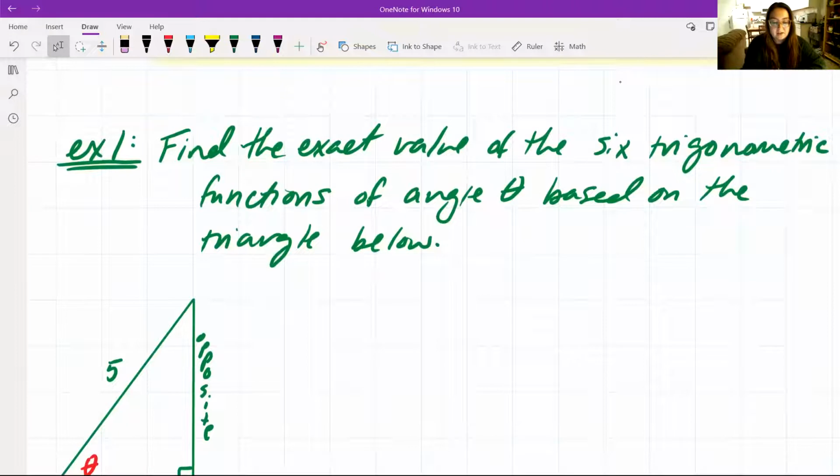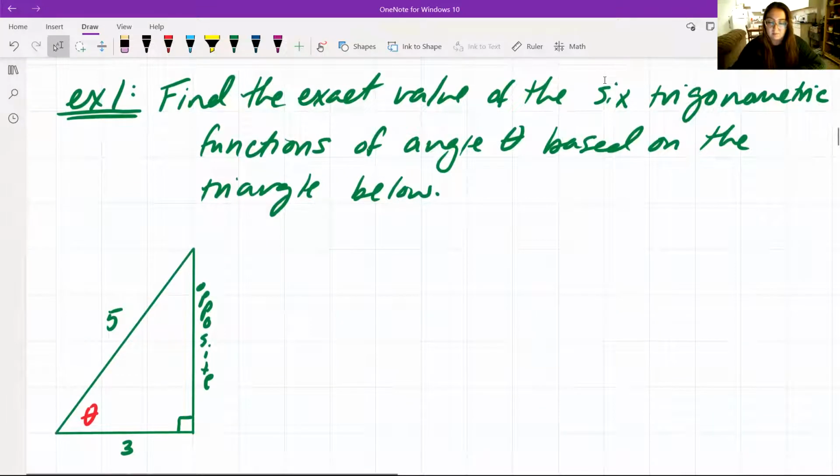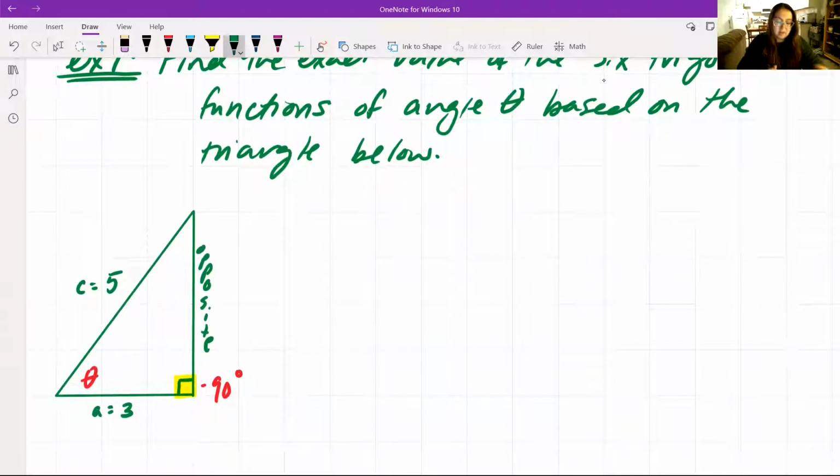All right, so let's go ahead and try and find the exact values of the 6 trigonometric functions of angle theta based on the triangle below. We see we have a right triangle, because it has the square here in the corner. So we know that this is 90 degrees already. Then we have theta written out in this one corner, and we have our hypotenuse, which is going to be 5. So you can write C is equal to 5, and our adjacent value is equal to 3.